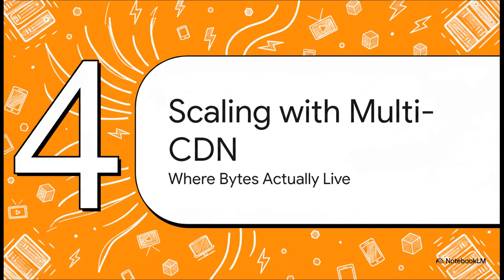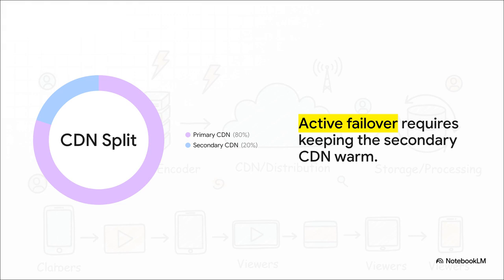All right, Section 4, Scaling Delivery via multi-CDN. This is where the heavy lifting happens and where the bytes actually live. Now you might be thinking, hey, for 50 million people, let's just use one unimaginably giant CDN, right? Well, actually, no. Notice this typical multi-CDN traffic split.